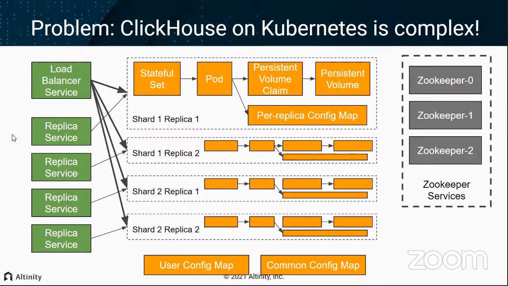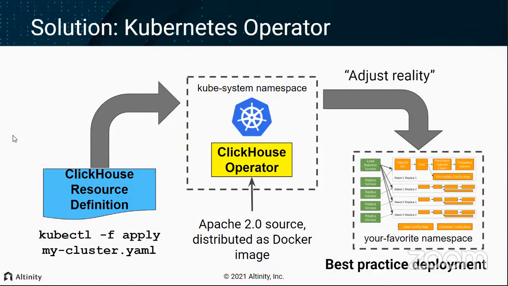So fortunately, Kubernetes has an answer to this. It's called a Kubernetes operator. And what it does is it allows you to define new kinds of resources. So the resource in this particular case is a ClickHouse installation. We call it a CHI, a ClickHouse installation. And what you can do is you can basically have a YAML file which defines what you'd like this resource to look like.